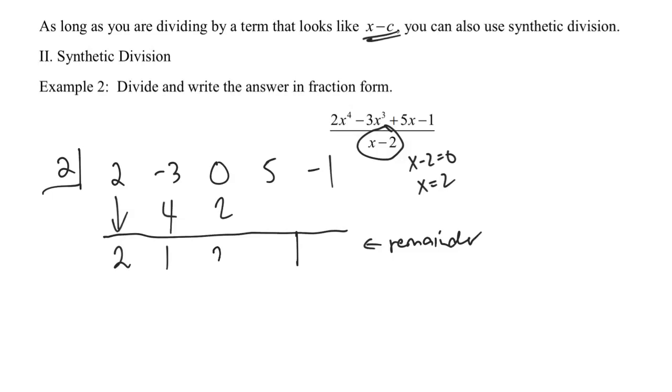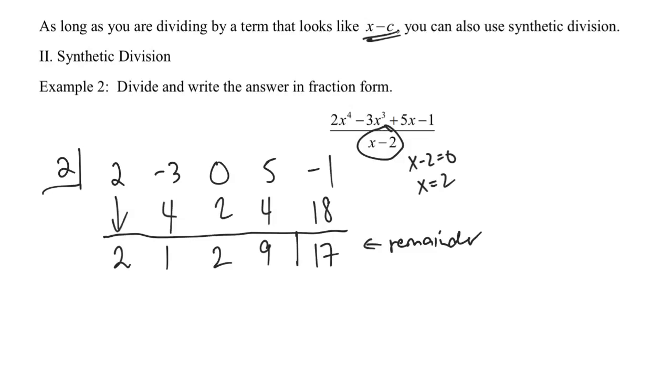Add it to the 0, and that's going to give me 2. 2 times 2 now, so this 2 on the last line times this 2 here is going to give me 4. Adding that column is going to give me 9, and 9 times 2 is 18, plus negative 1 is the same remainder that I got before of 17.